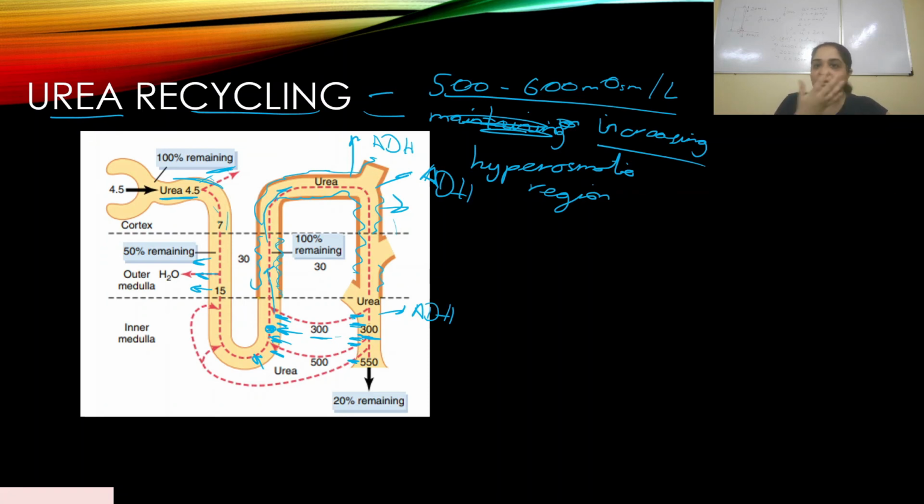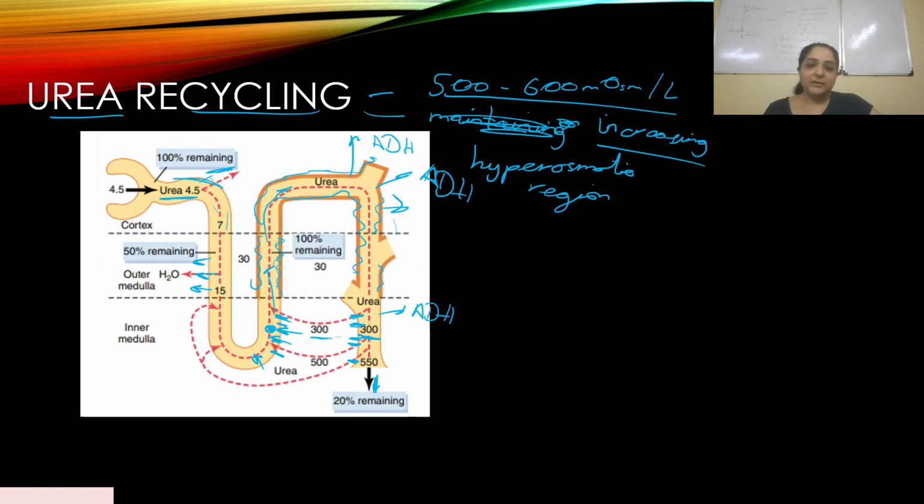Again the same thing happens, urea will move out from high concentration to low concentration. Not all the urea is reabsorbed back, we don't want that. Some of it is moving out, that is excreted out of the system. But most of it is being reabsorbed. What is that doing? That is just increasing the hyperosmolarity region in the interstitial medulla.